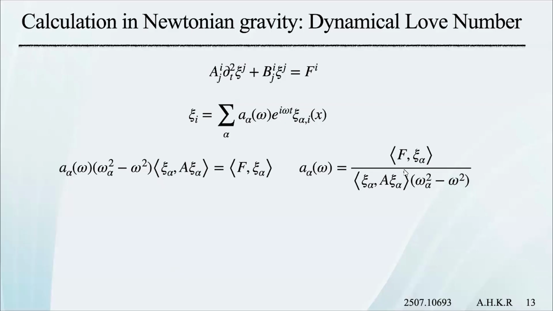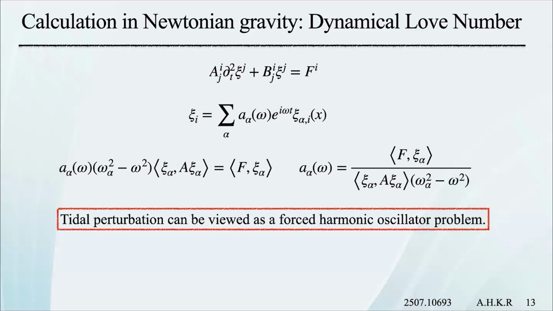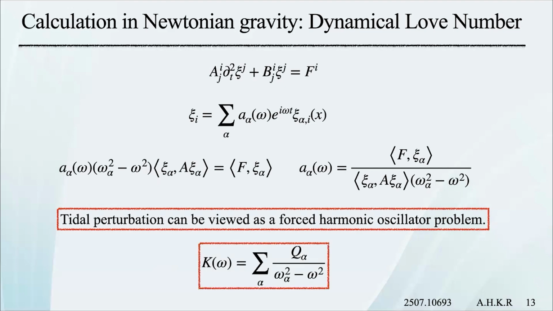So it is indeed the case that the mode amplitudes are transfer functions of a harmonic oscillator, but it's not just one harmonic oscillator. It can have all the modes of the star. The main essential point here is that the end result of all these computations is that the tidal perturbation can be viewed as a forced harmonic oscillator problem. And because it's linear perturbation theory, all the response functions are proportional to the amplitude, and then in the end you can organize it into this sum over harmonic oscillator response functions.